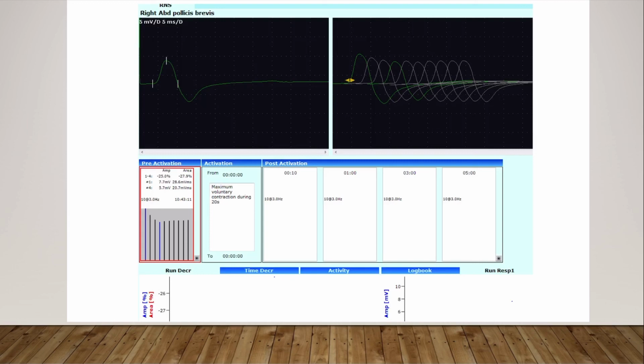Over here, you've got a train of 10 stimuli going at 3 hertz. You can see a very characteristic reduction over here, and then a subsequent increase a little bit over there as it tails back off. This is absolutely characteristic for a neuromuscular junction transmission disorder such as myasthenia.